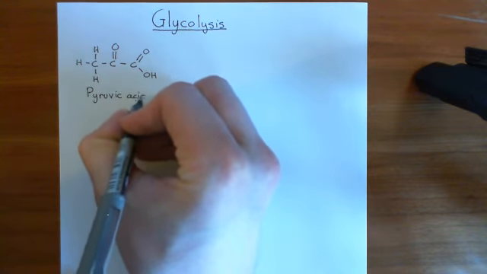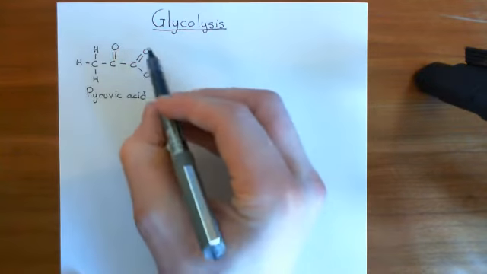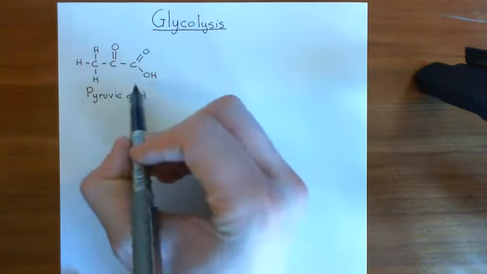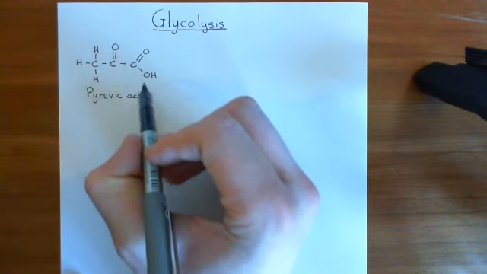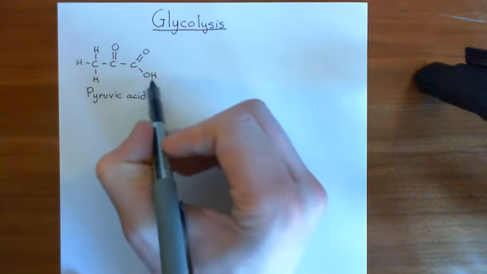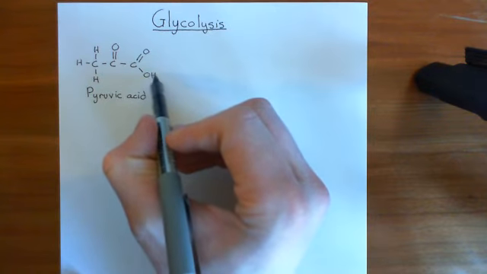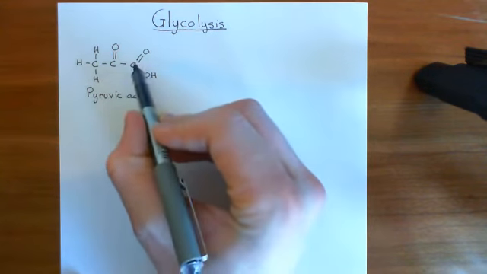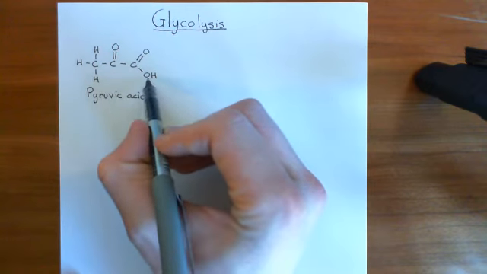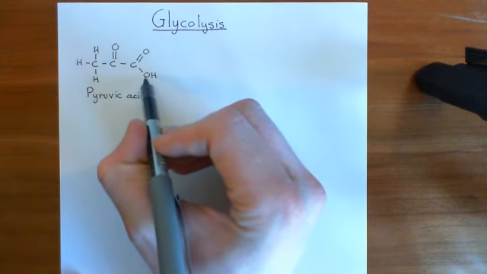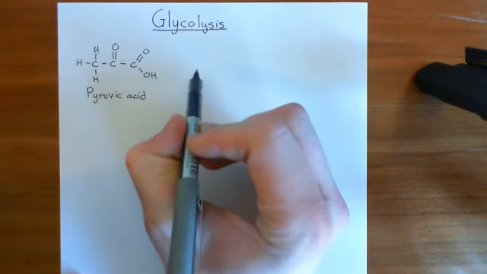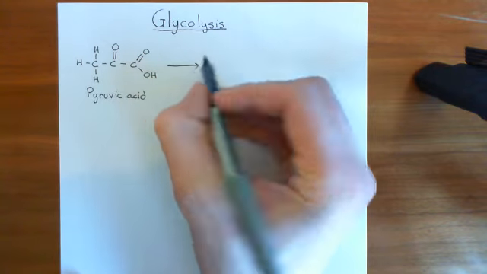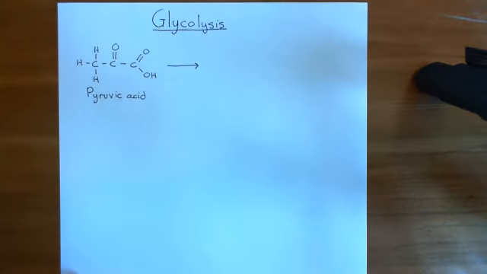However, if I made a solution of this, if I got loads of these molecules and put them into water, would they all stay in this exact same form? Well, no, because this is an acid. It means that this proton here on the hydroxyl group of the carboxylic acid group isn't very stably attached onto this oxygen, and it can fall off and go into the solution. That's why this is called an acid molecule.